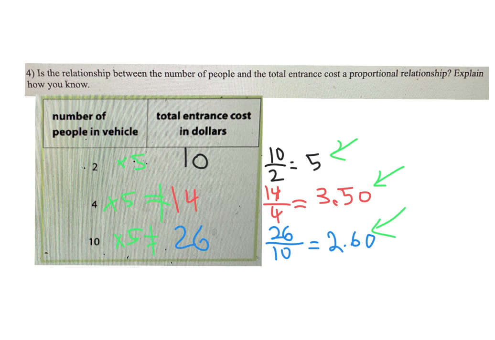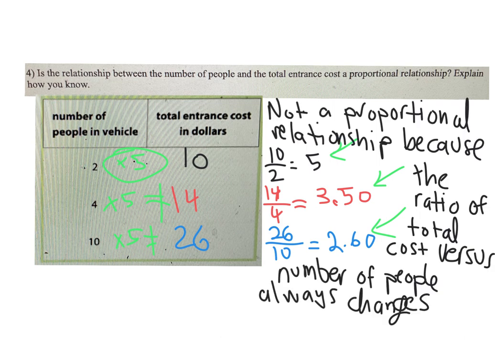If it was proportional, then by multiplying everything by the same constant of proportionality, 5, for example, it would work, and it doesn't. So I can't use any number that's going to work for every single row in the table. They all have different values. So there is not a proportional relationship.